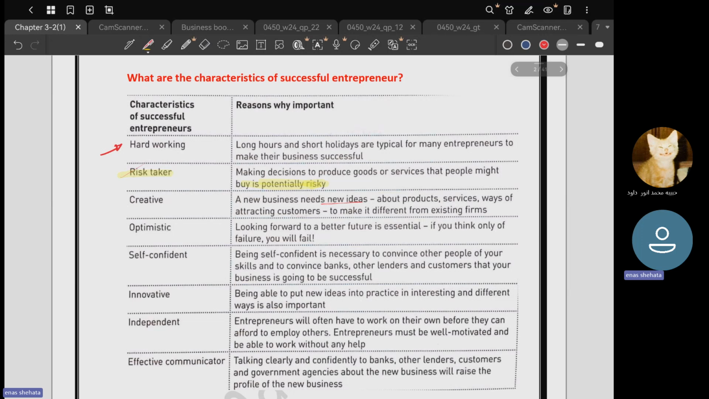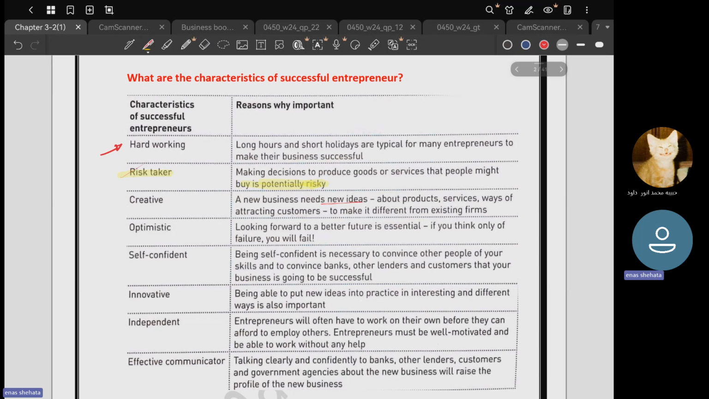Another thing, optimistic. Optimistic means looking forward to good things that may happen. So looking forward to a better future is essential. If you think only of failure, you will fail. Some people may think, no, I will not be successful, I will fail, I couldn't do this. So in this case, you will fail. If you are not optimistic, you will fail.